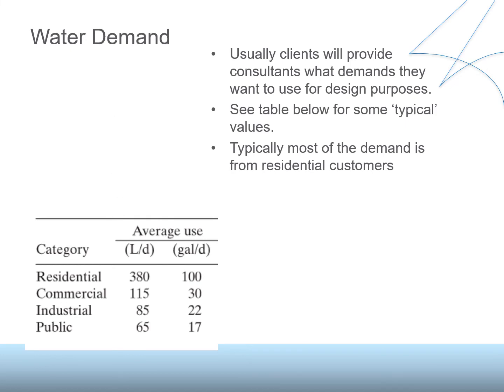So those are the different factors we discussed about the design demand. However, if you work as a design engineer, you shall use the water demand provided by your clients, typically the councils. The councils or the clients usually provide consultants with the demands they want to use for design purposes. And the figure here shows a very typical example: 380 for residential, commercial 115, industrial 85, and public 65. So they will provide this kind of information.